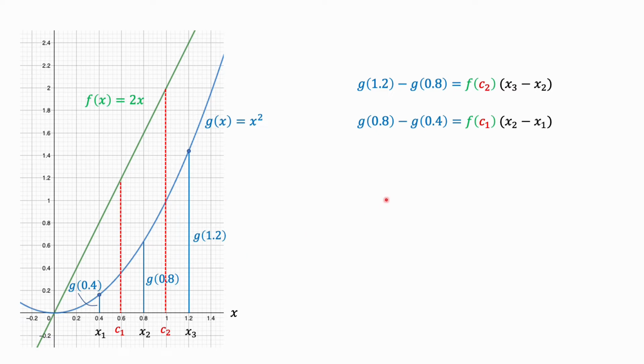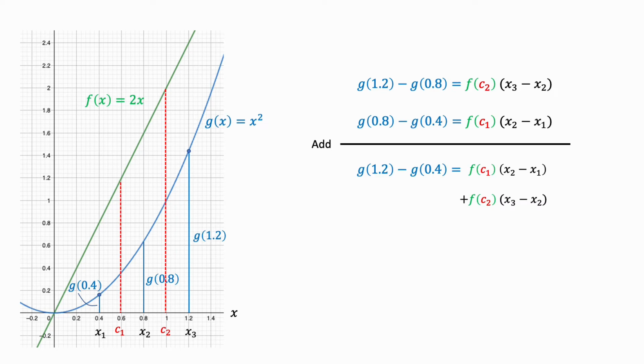And so if you apply the mean value theorem to each interval, in this region, you'll have to find the value of c1, such that the value of the function at c1 times this distance should equal g at 0.8 minus g at 0.4. And the same thing applies for the other interval. You'll find the value of c2 such that the value of the function at c2 times this distance will equal g at 1.2 minus g at 0.8. Okay, that's fine. Again, still nothing really great we've done here.